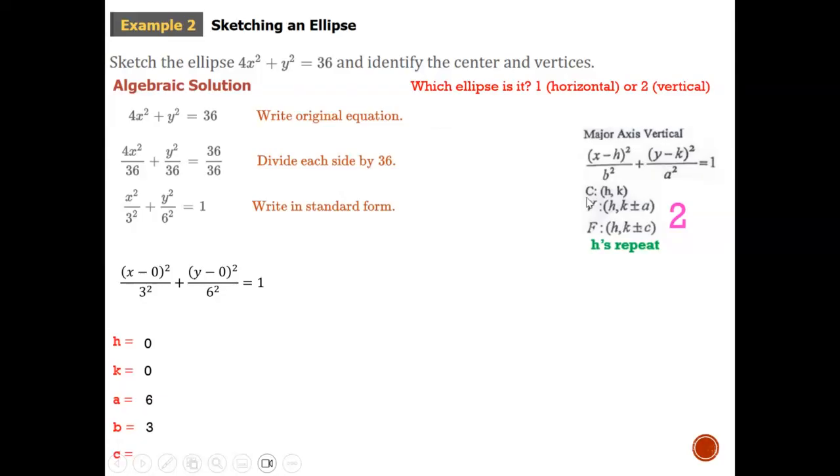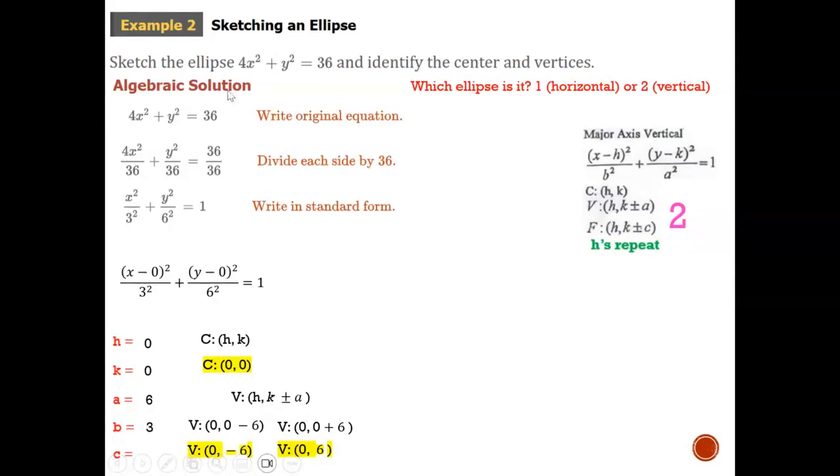Okay, now, do we need to find c? Not really, guys, because we're looking for the center and the vertices. You see, they don't require c. The ones that require c are the foci. So we got the info. So my center will be (0, 0). And my vertices, we have (h, k plus or minus a). So it'll be, remember guys, the smallest value first, (0, 0 minus 6) and (0, 0 plus 6). So it's going to give us (0, negative 6) and (0, positive 6). Those are my vertices, guys.